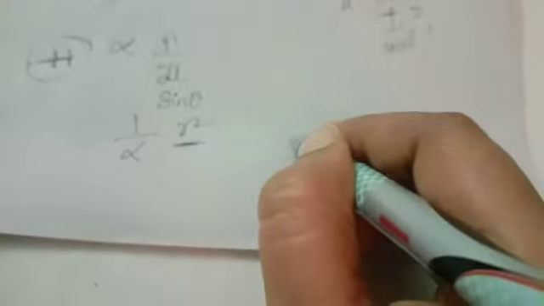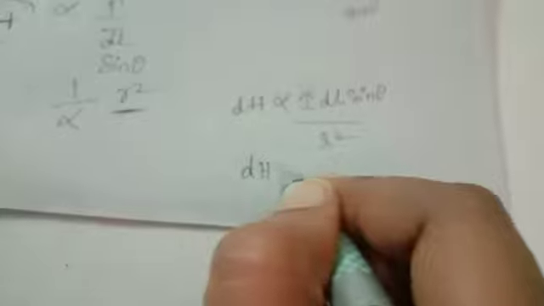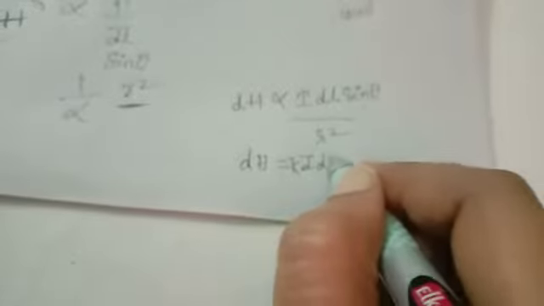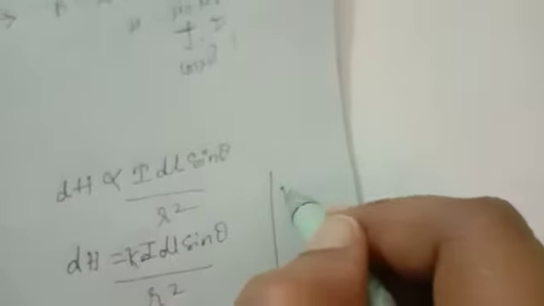So from this we can write that the magnetic field intensity dH is directly proportional to I dl sine theta by r square, and from this you can write dH is equal to k I dl sine theta by r square, where k is called the proportionality constant, whose value is given by 1 by 4 pi.